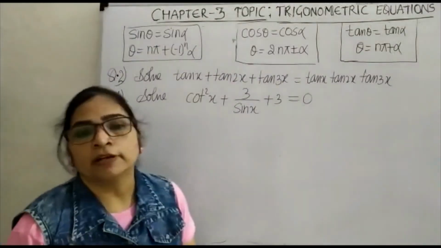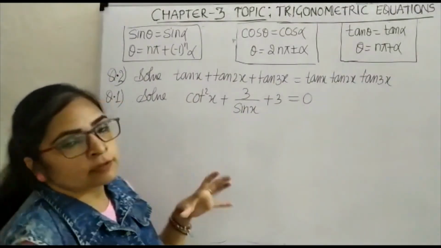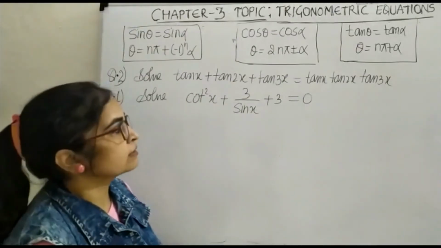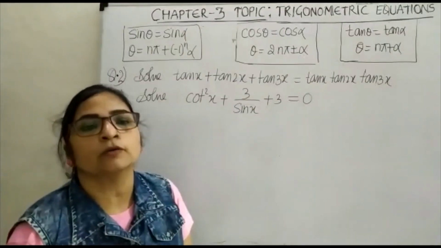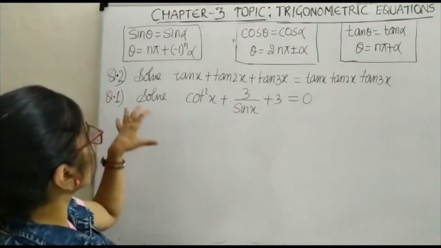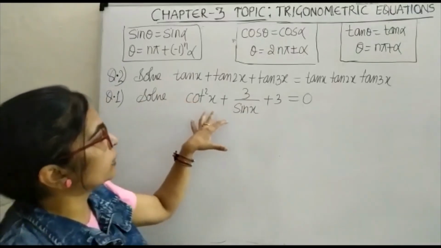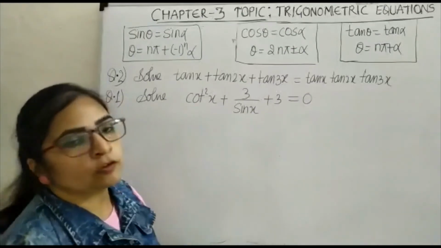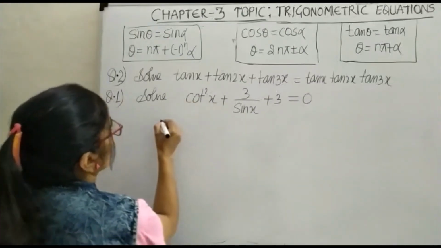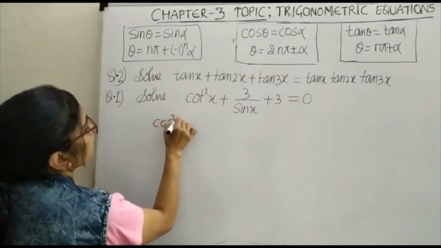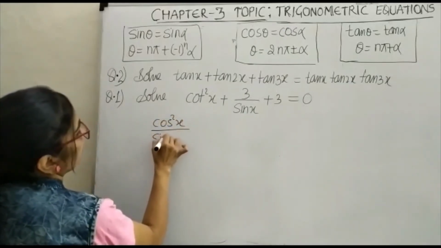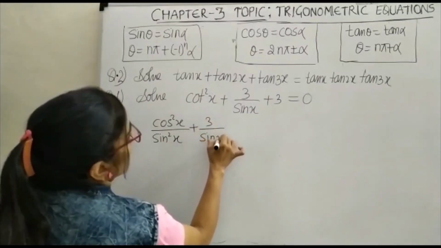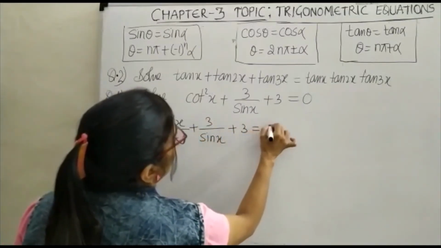We continue our discussion to another problem. Suppose in any equation you are given solve, that means it is a trigonometric equation and whatever variable is there you have to work out the value for that variable. जैसे कि question number 1 में देखिए ये आपका है cot square x plus 3 upon sin x plus 3 is equal to 0. That means you have to solve for x. You can see here cot square x can be written as cos square x upon sin square x plus 3 upon sin x plus 3 is equal to 0.